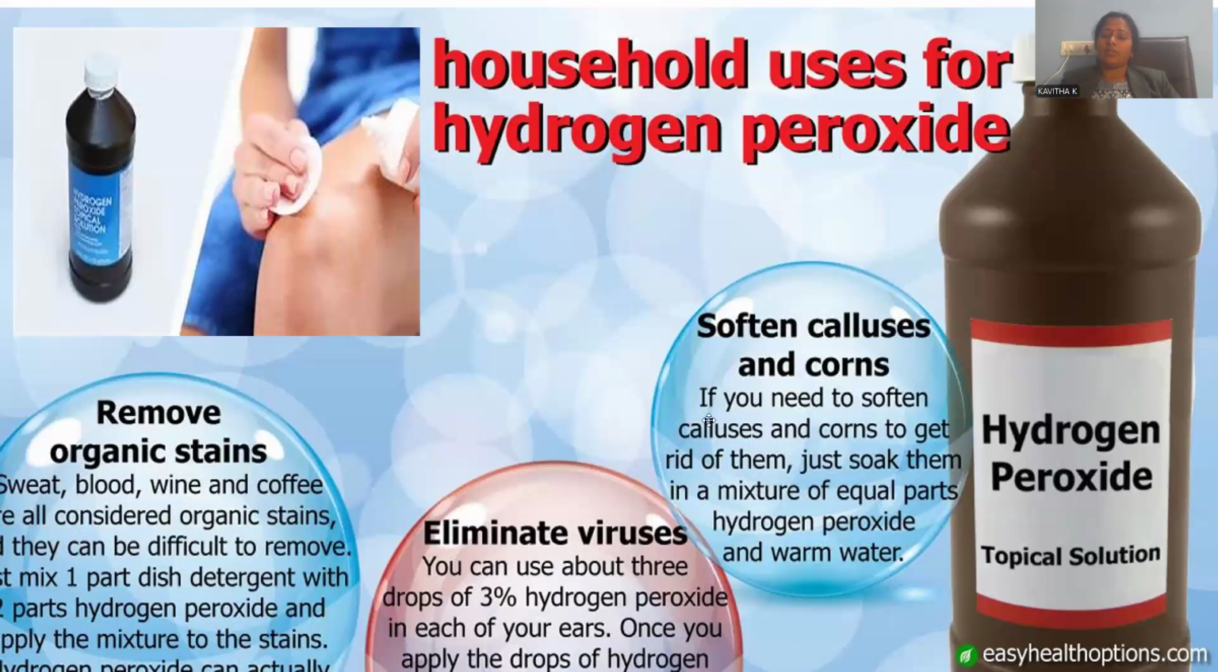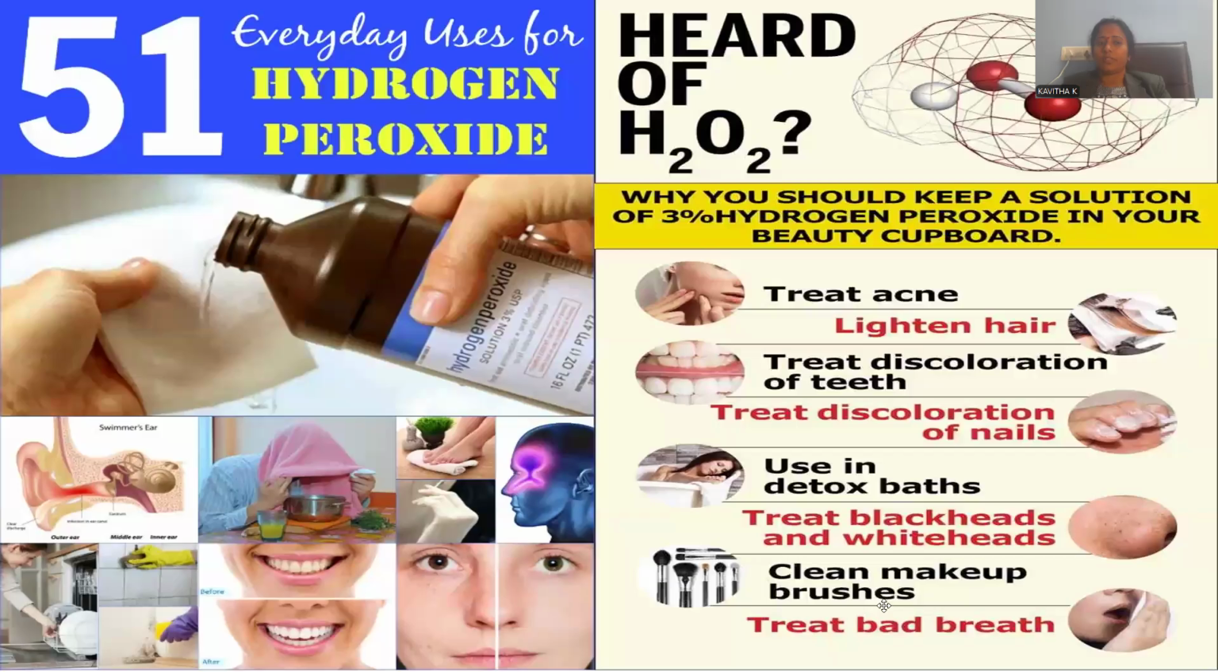and corns. If you need to soften calluses and corns to get rid of them, just soak them in a mixture of equal parts hydrogen peroxide and warm water. Whenever we soak a corn in this hydrogen peroxide, that entire corn texture will be softened, so calluses and corns are softened by soaking. These are the kind of natural applications of hydrogen peroxide.